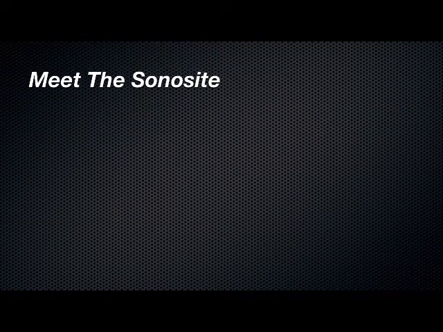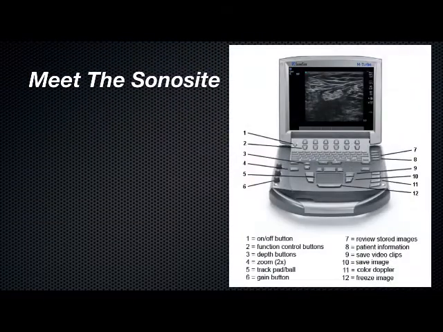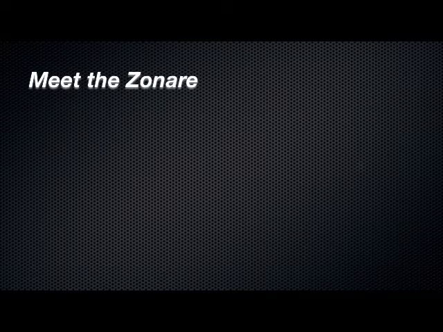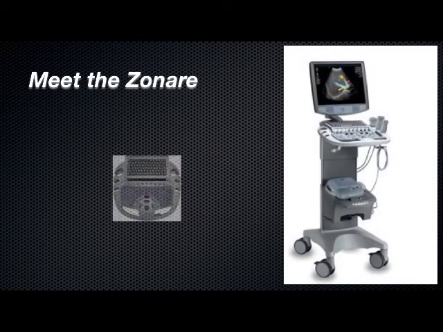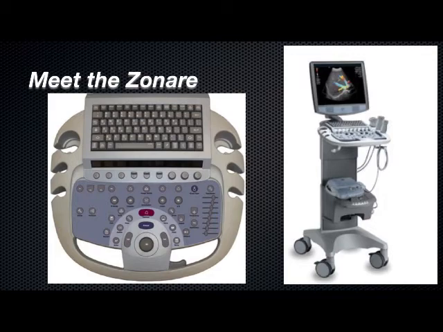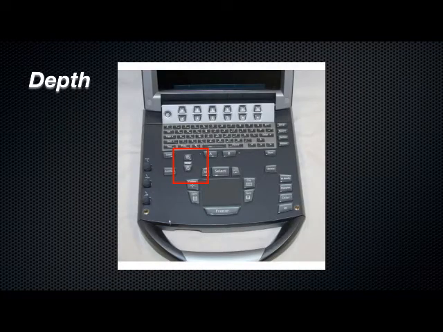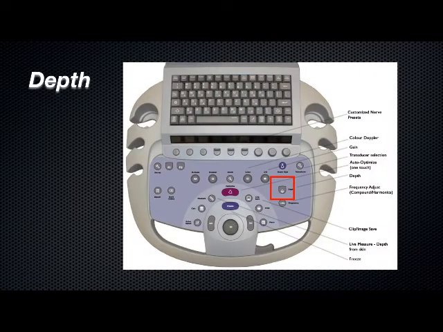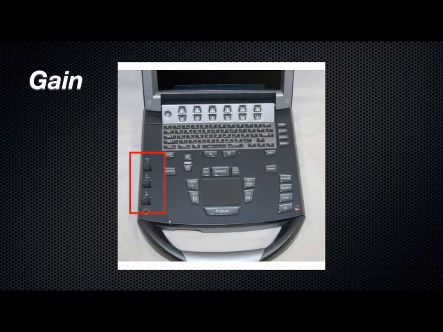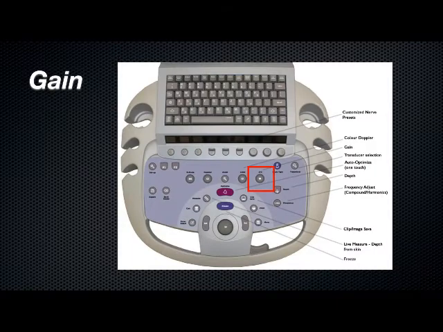These are our ultrasound machines. This machine is the Sonocyte, and this is one of the machines that we use in the emergency department. And then we also have a machine called the Zonari. This is just to give you guys a view of what they look like. As far as how the buttons work, there's your depth adjustment here on the Sonocyte, and your depth adjustment is here on the Zonari. And then your gain, or the ultrasound volume, is here on the left with your Sonocyte, and it's on the right with your Zonari.